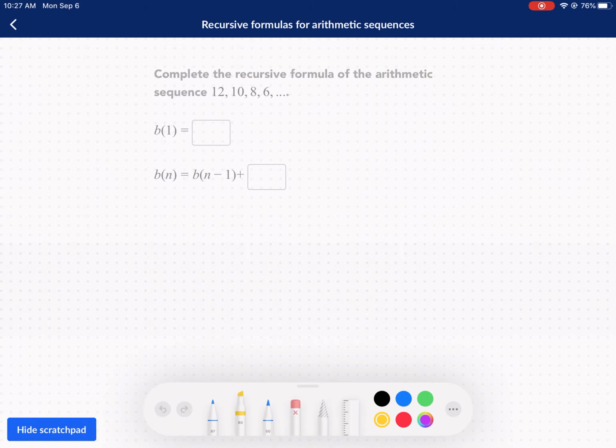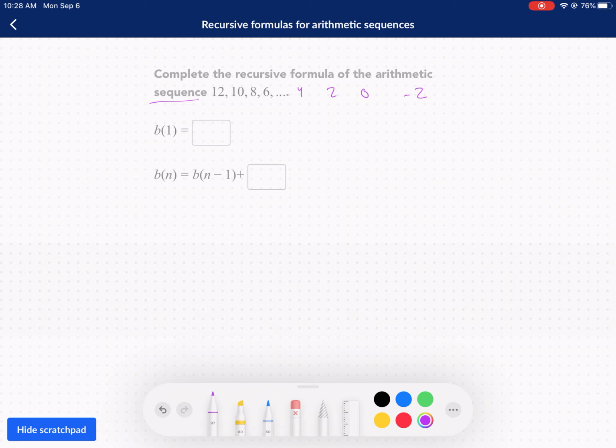Okay, so I think you get the pattern. This is all about patterns with sequences. A sequence is a pattern of numbers. So we have 12, 10, 8, 6, 4, 2, okay? And then it keeps going, 0, -2. It goes on forever. That's part of a sequence. It just continues indefinitely, all right?